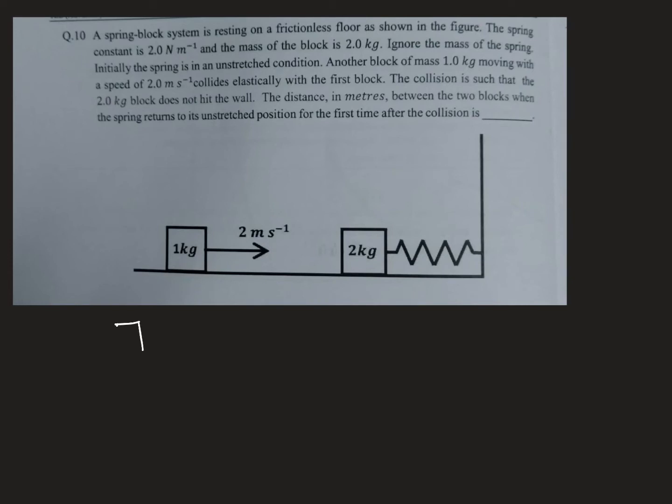After the first collision, say the 1 kg block has velocity v1 and the 2 kg block has velocity v2. So v2 minus v1 is equal to the velocity of approach, that is 2, and we conserve momentum. So we have 1 into v1 plus 2 into v2 is equal to 1 into 2.